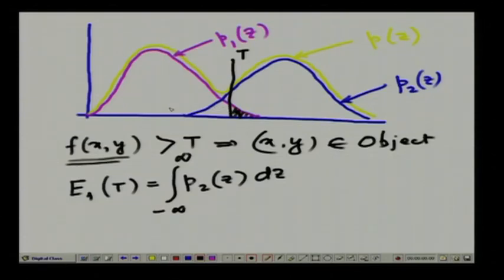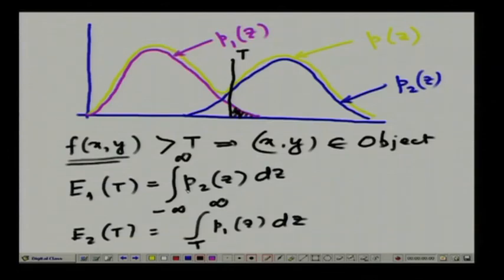Similarly, if a background pixel is classified as an object pixel, then the corresponding error will be given by E 2 t is equal to integral P 1 z d z, where the integral has to be taken from t to infinity. So, this gives you the two error values. One of them gives the error that you encounter if you classify a background pixel as an object pixel, and the other one if you segment an object pixel as a background pixel.